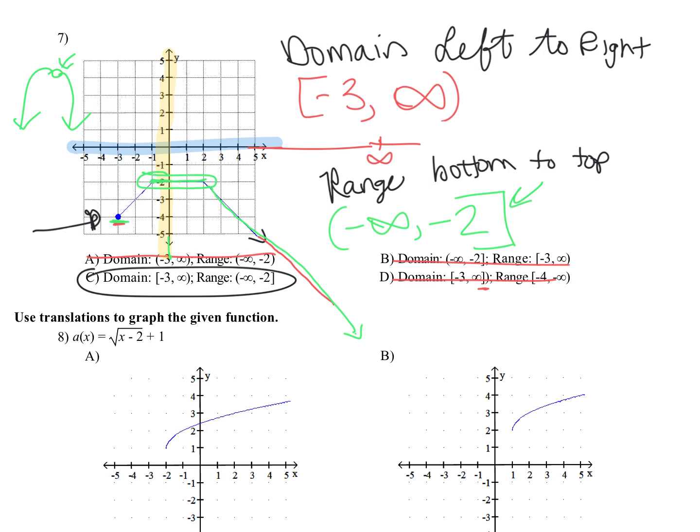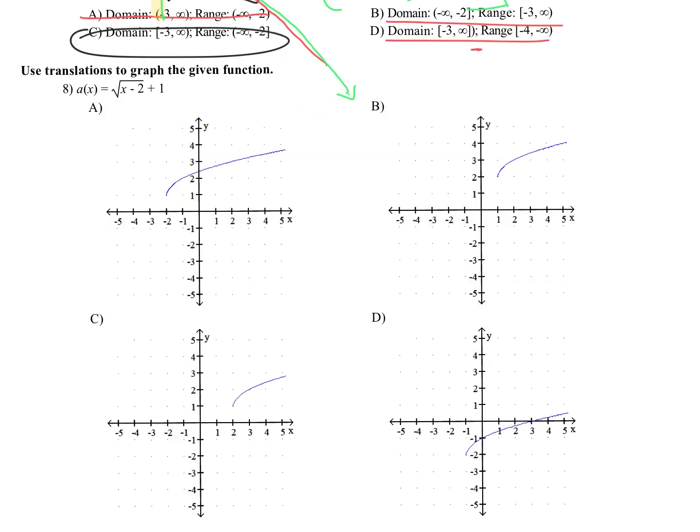All right, now we're going to talk about some transformations. All right, so we're going to use transformations to graph the given function. So what's cool about these is I can tell by this expression that the parent function is the square root of x. And in my notes, hopefully I know that the square root of x usually looks like this, right? Where I've got an ordered pair at 0, 0.